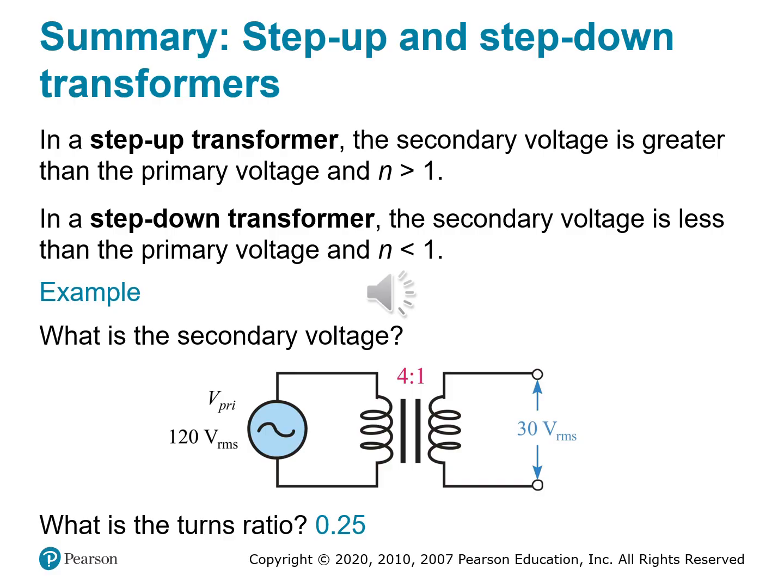So here's your rule of thumb. Voltage ratio equals turns ratio. Step up, N greater than 1. Step down, N less than 1. And remember, current does the inverse. Higher voltage means lower current, and vice versa. So lower voltage means higher current. And that's going to be coming up in the next segment.